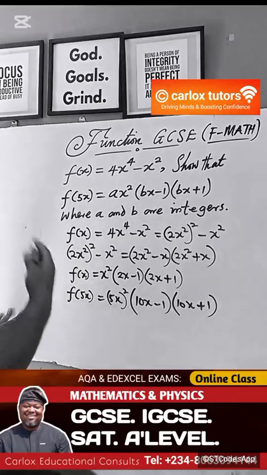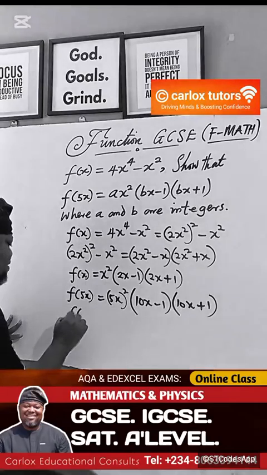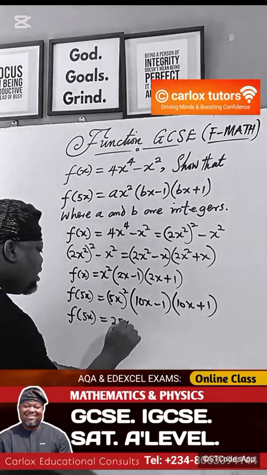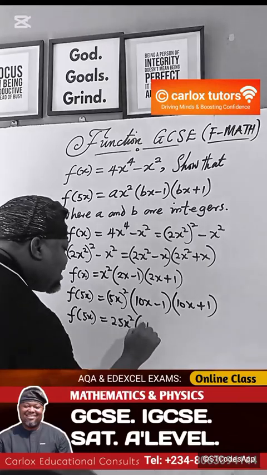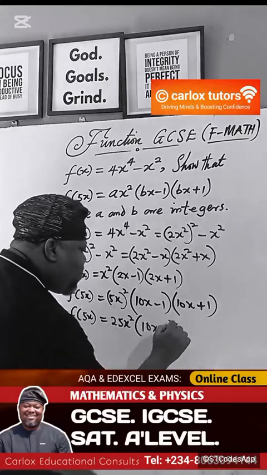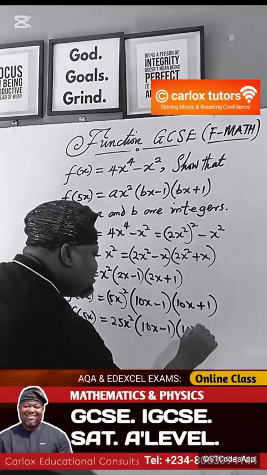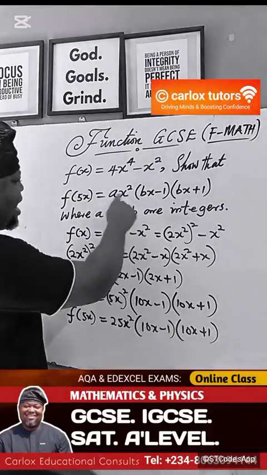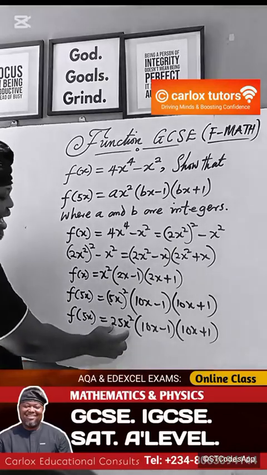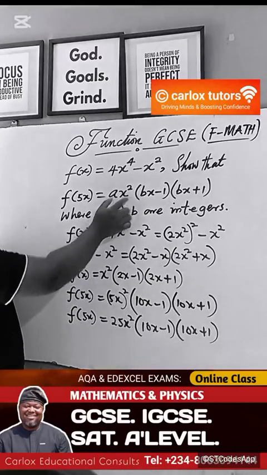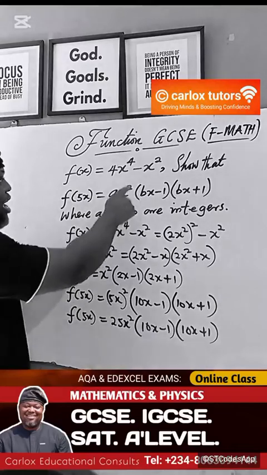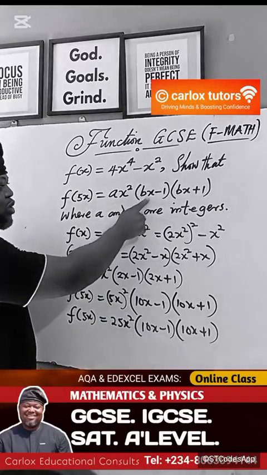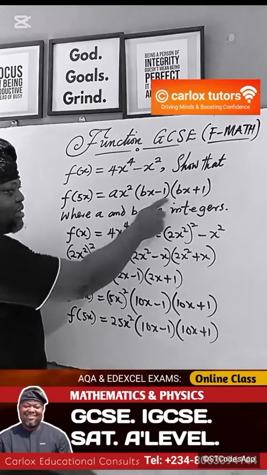Now, if you observe very well, f of 5x will now be 25x squared, bracket, 10x minus 1, and 10x plus 1. So let's compare this and this. You agree with me that I have this and I have this. So compare the coefficient of x squared. a is 25. Likewise, in this case, bx minus 1, b is 10, and b is also 10.